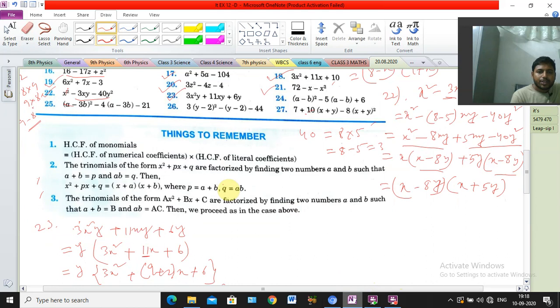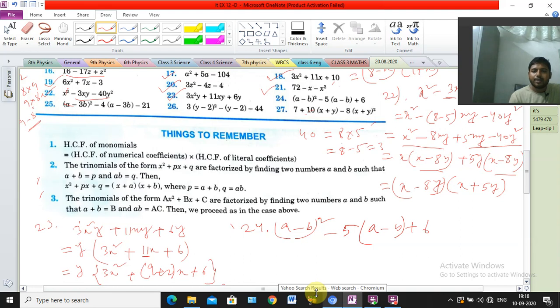So for 24 we are getting what, sir? (a minus b) whole square minus 5 into (a minus b) plus 6. Clear? Okay, so here see, there is a little difference given here.